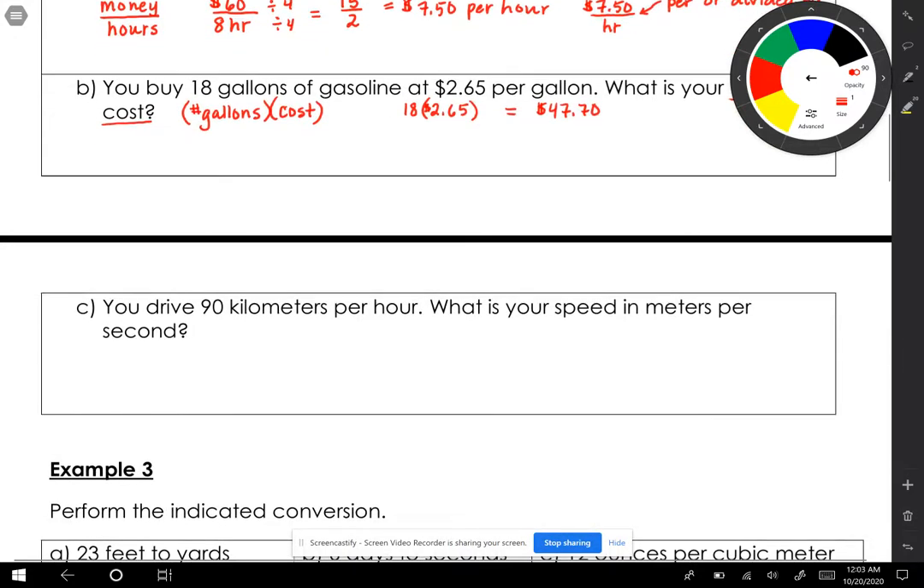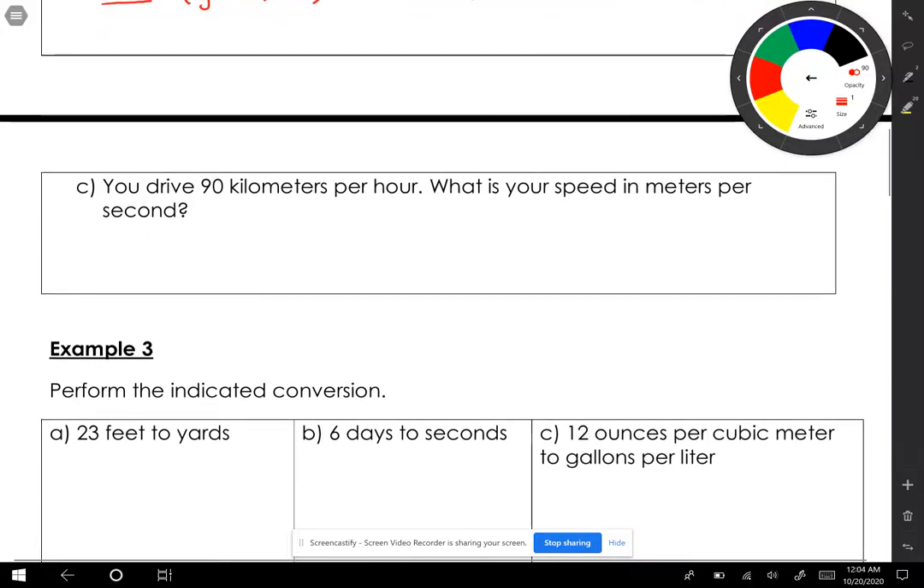Right, and example C, you drive 90 kilometers per hour. What is your speed in meters per second? So this one will take a long time, and we're going to use what is called unit analysis. If you take chemistry or have already taken it or are currently taking it, you are going to do a lot of unit analysis, and I'll show you how I go about doing it. So notice it's 90 kilometers per hour. Per means that fraction bar. So we are going to write 90 kilometers per hour, just like that.